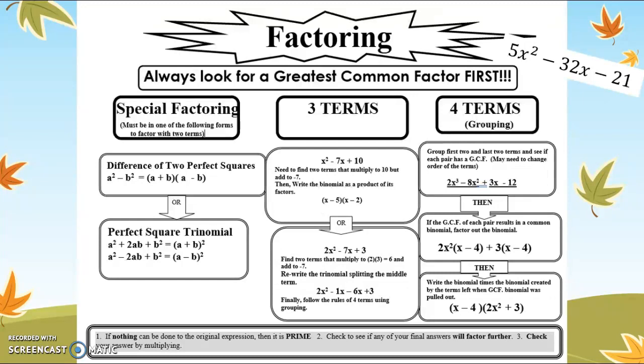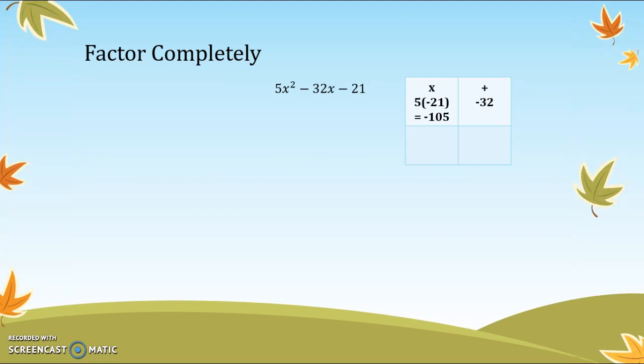So then I need to move into my middle column here. I notice that I have 5 in front of my x squared. So I'm going to need to use the AC method by multiplying 5 times negative 21 and splitting my middle term. Let's tackle that. We need to multiply 5 times negative 21 to reach negative 105 and then add to negative 32. I see that's negative 35 times 3 gives me negative 105. And if I were to add negative 35 plus 3, I certainly get negative 32.